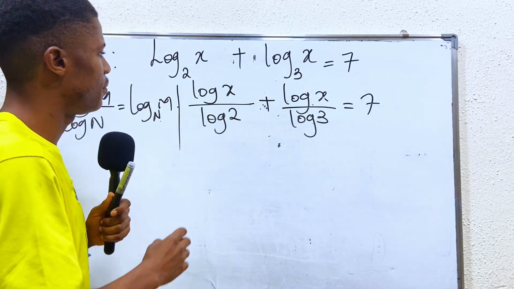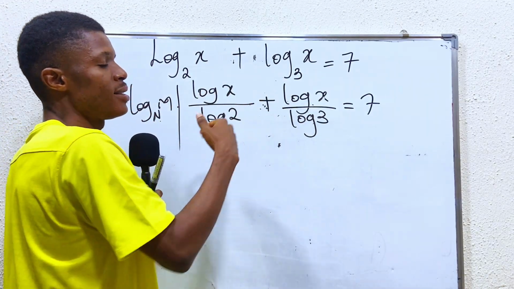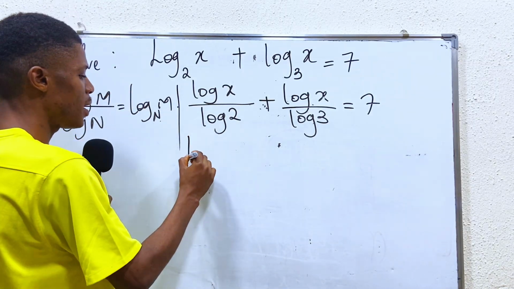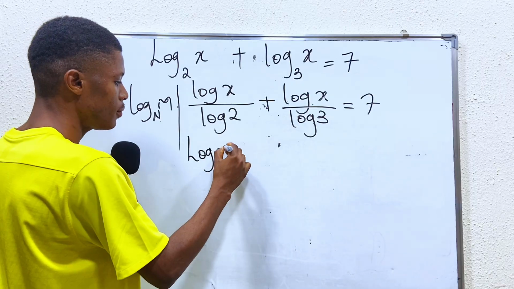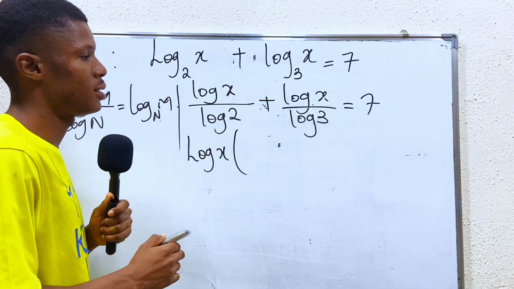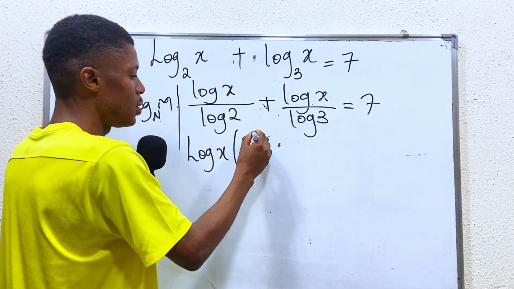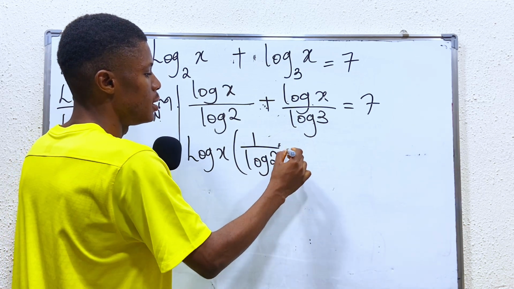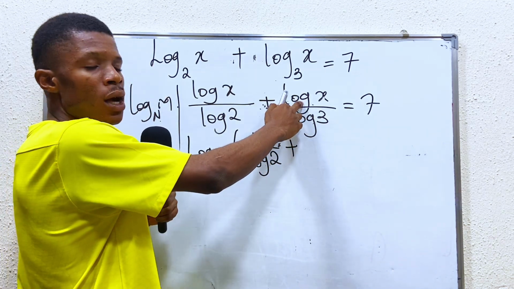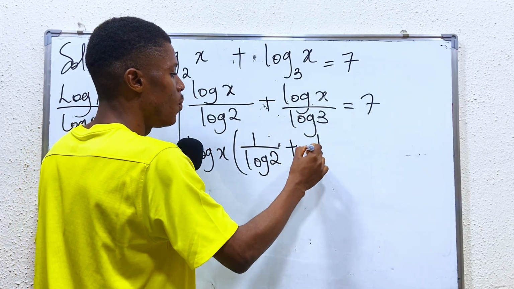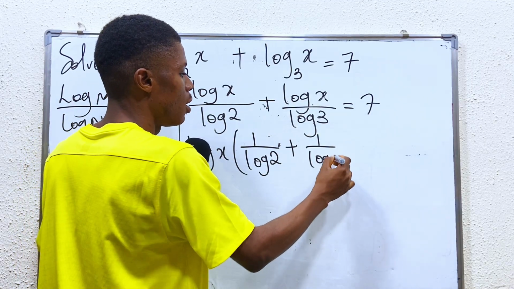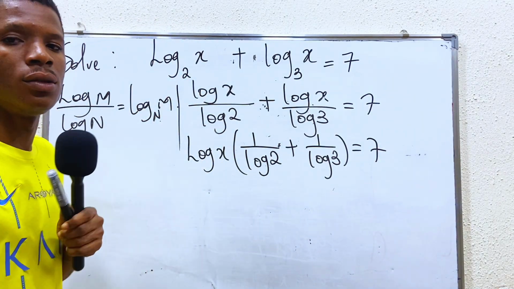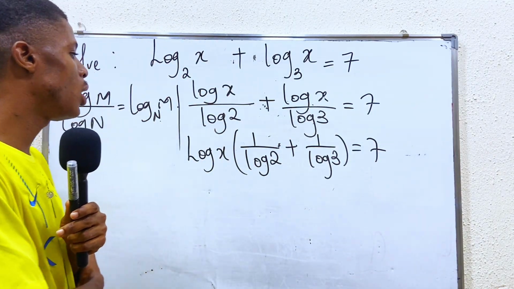So what do we observe? In the numerator, log x is common, so we can factor out log of x. If you factor out log of x, you'll be left with 1 over log 2, then plus, factoring out log x here, you are left with 1 over log 3, and that's equal to 7.